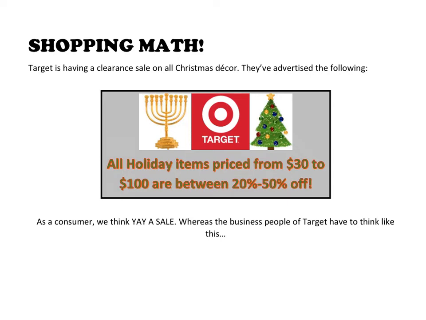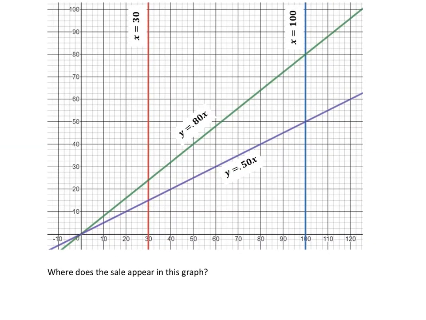Okay, so let's pretend that you look at Black Friday deals or something like that, and you see an advertisement like this that says all holiday items priced $30 to $100 are between 20 and 50% off. As a consumer, which means we're the people shopping, we think, yay, a sale. But the business people of Target, and if you ever plan to own your own business, you actually have to think of this scenario like this.